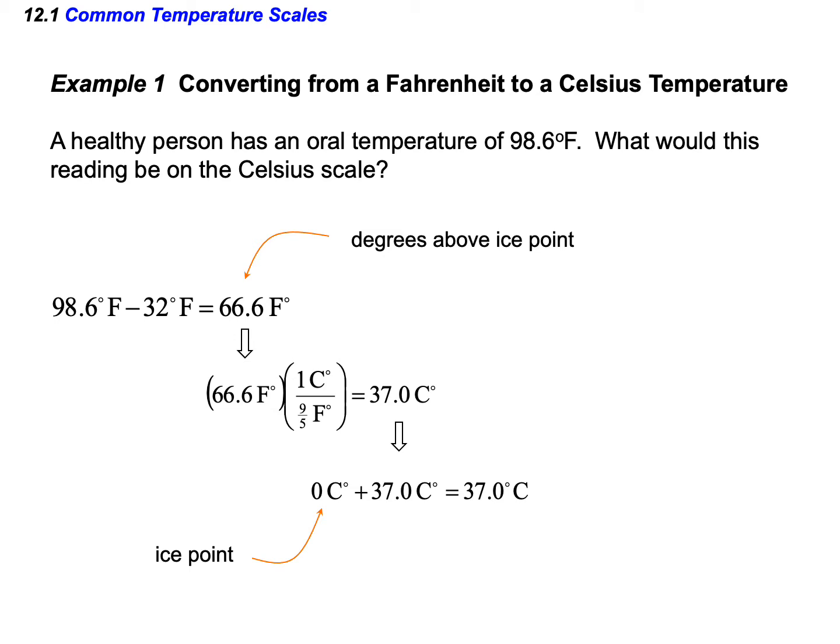Here's an example. You can convert Fahrenheit degrees to Celsius. So 98.6 Fahrenheit. Here, you have to subtract 32 degrees Fahrenheit to get degrees above the ice point, because we know Celsius 0 is equal to 32 Fahrenheit. So you subtract 32, and you get 66.6 Fahrenheit, and then we know the relationship 9/5 Fahrenheit is equal to 1 Celsius. So if you use that relationship, you can get rid of Fahrenheit and convert 66.6 Fahrenheit to Celsius, which is 37 Celsius.